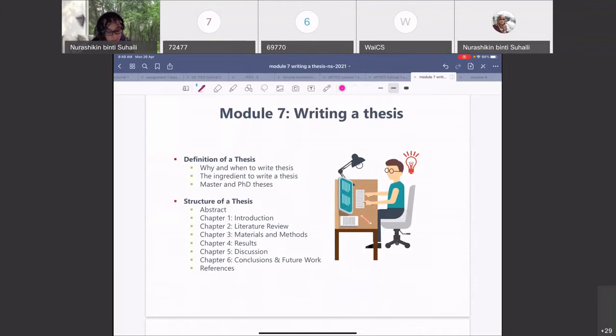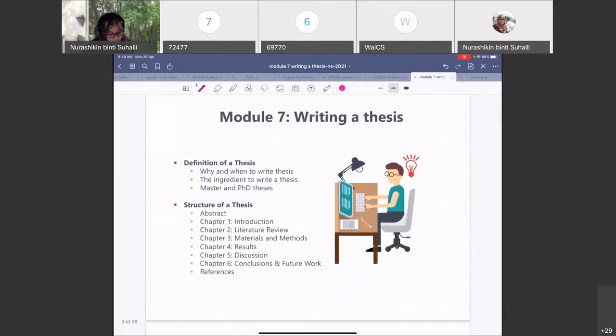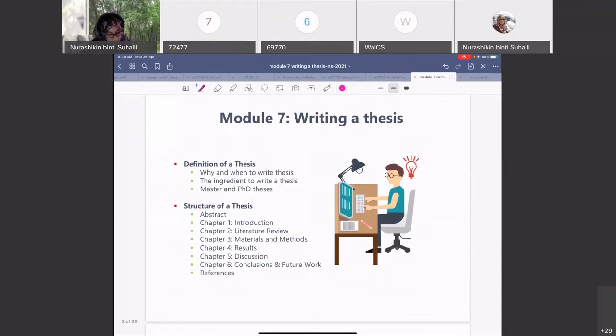All right. So let's have a look at the points that we're going to look at in this module. This module is about writing a thesis.